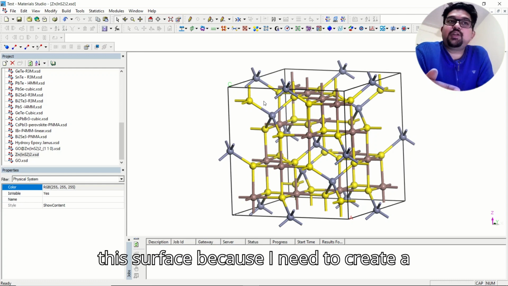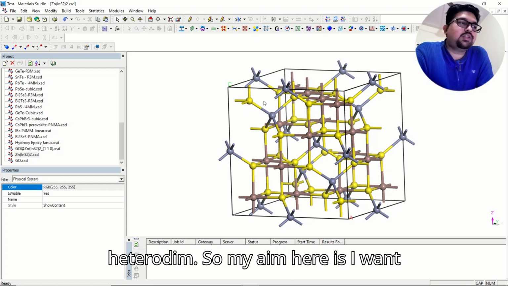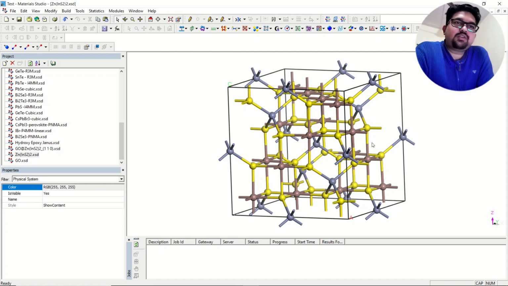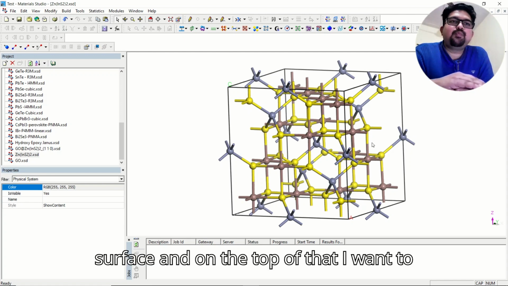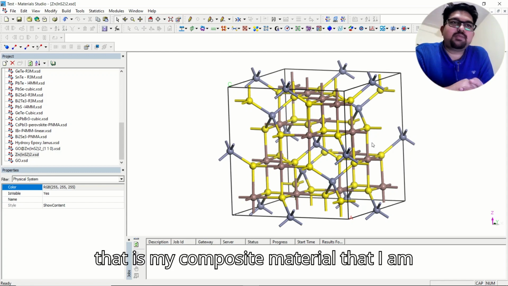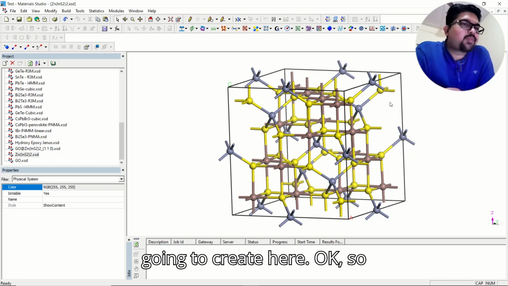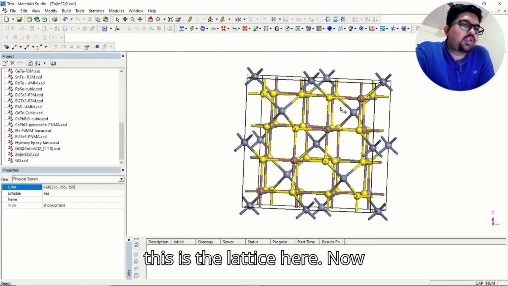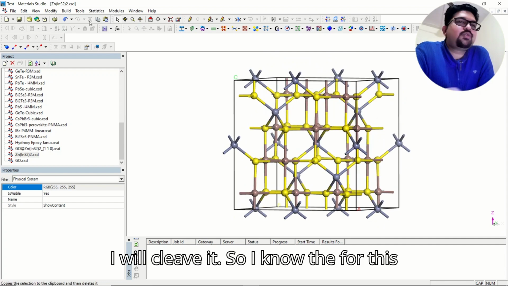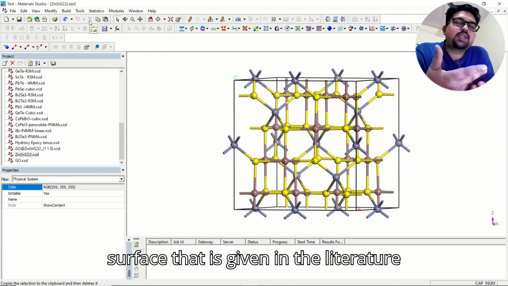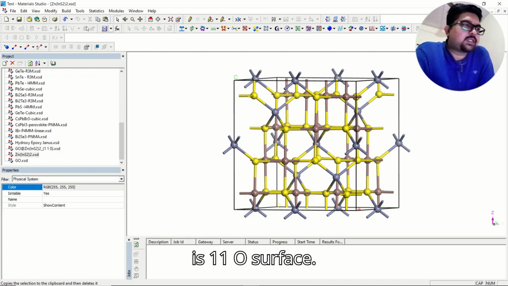Now right now I have this lattice, and just for example I am cleaving this surface because I need to create a heterojunction. So my aim here is to create a zinc indium sulfur surface, and on top of that I want to put a graphene oxide lattice. Okay, so that is the composite material that I am going to create here. Now I will cleave it. I know that for this system the most stable surface given in the literature is the 110 surface.